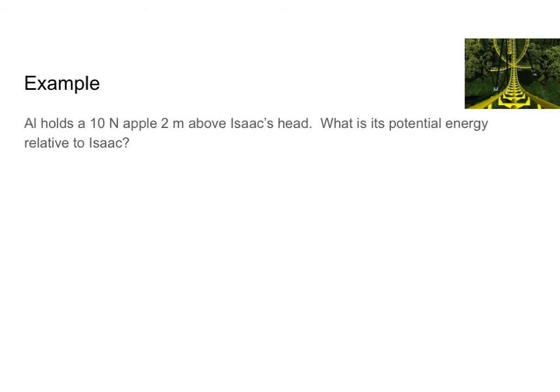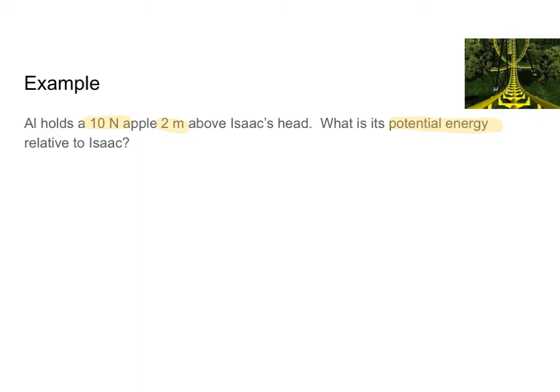So let's go ahead and look at an example of that. Al holds a 10 Newton apple 2 meters above Isaac's head. What is its potential energy relative to Isaac? So we know that Isaac's head is going to be our 0, and so we can just keep that 2 meters as our 2 meters. So again, that relative to Isaac is really useful here for telling us what our 0 is.